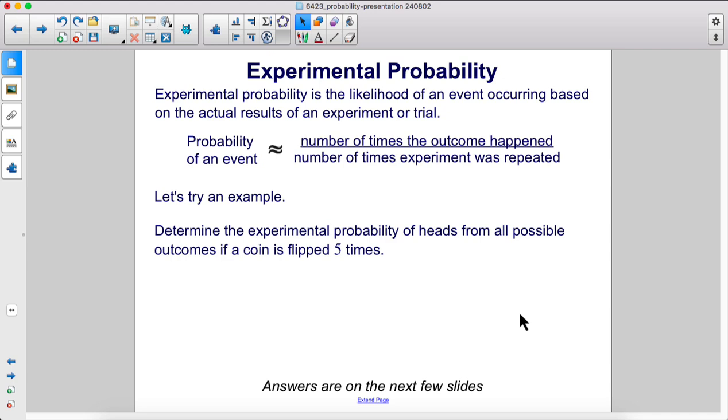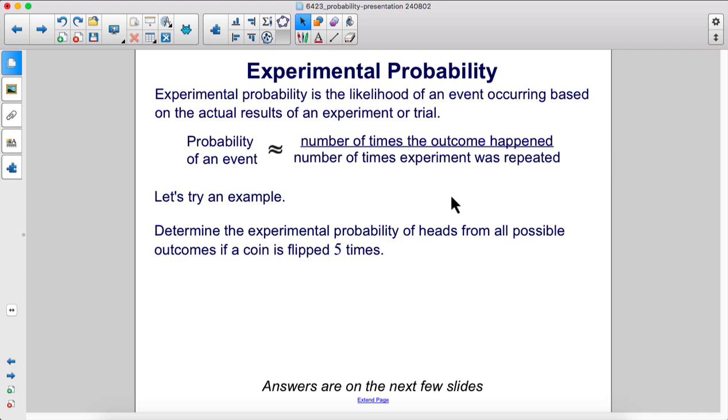Experimental probability is the likelihood of an event occurring based on the actual results of an experiment or trial. So the experimental probability of an event is approximately equal to the number of times the outcome happened divided by the number of times the experiment was repeated.